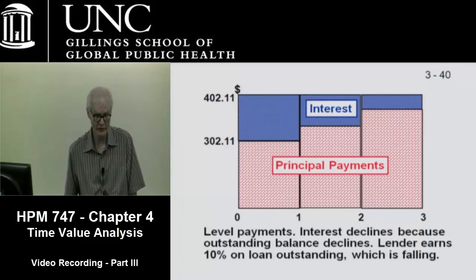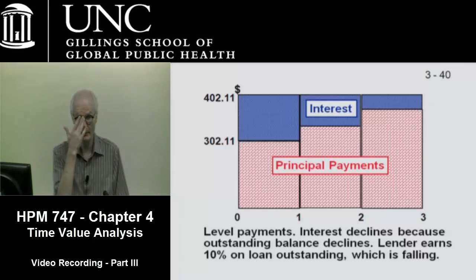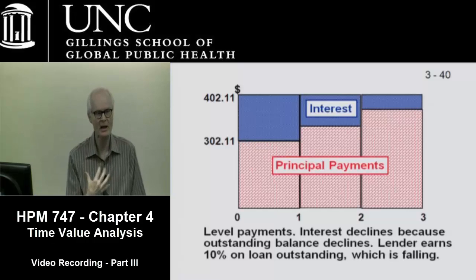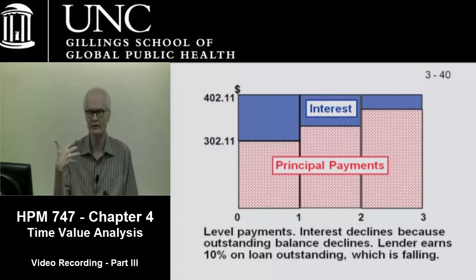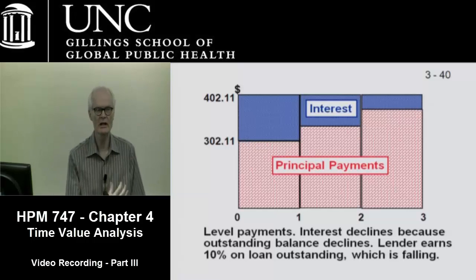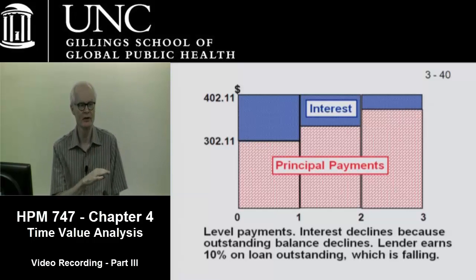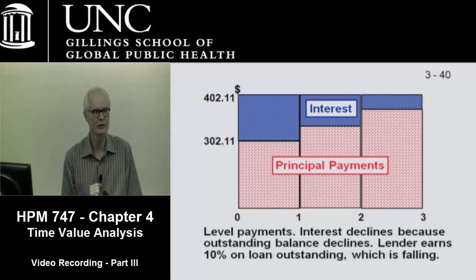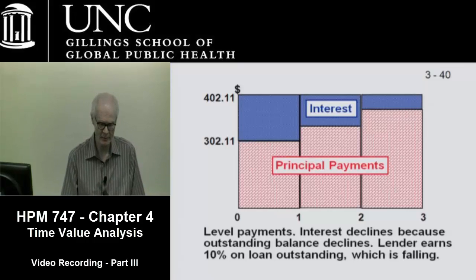So what this shows is that over time, the portion of your payment that goes to principal increases. In the early years of a loan, it's mostly interest. But as you get closer and closer to maturity of the loan, the proportion of your payment that is principal goes up.